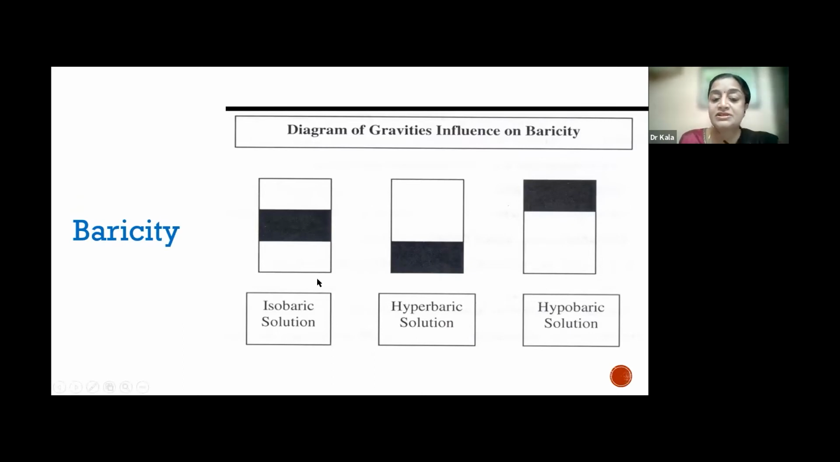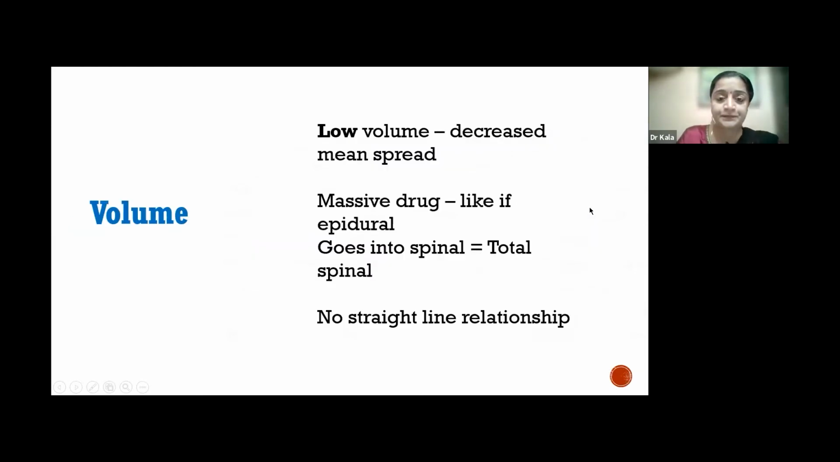For the isobaric solution, it remains where it is injected, or it may spread with the CSF diffusion 2 or 3 segments above and below the site of injection. The hyperbaric solution, because of its density, settles with gravity to the lower segments. Hypobaric, because it is less dense than the CSF, goes above the site of injection.